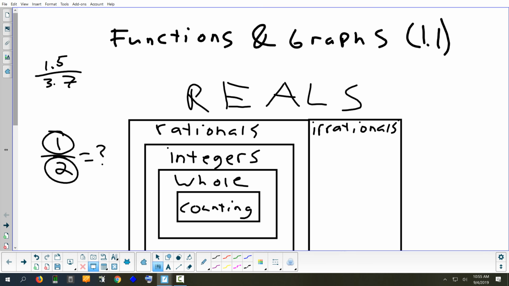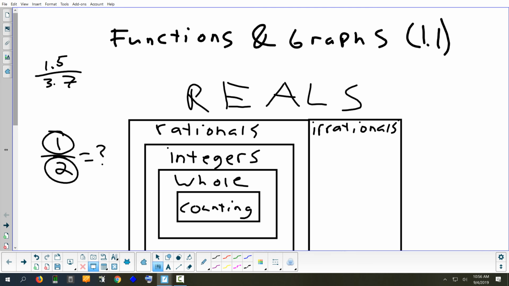1.5 over 3.7. If you're going to write something as a fraction, I would just write this as 15 over 37. That's really how you should write that. So integer in the top, integer in the bottom, rational number. For most everyday purposes, that's about as advanced of a number as somebody needs.